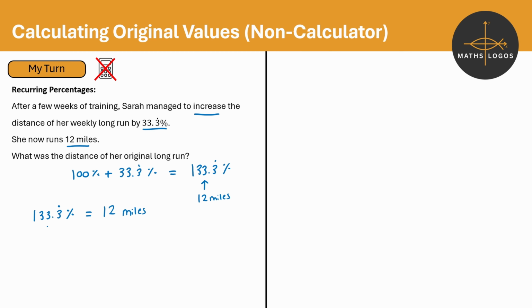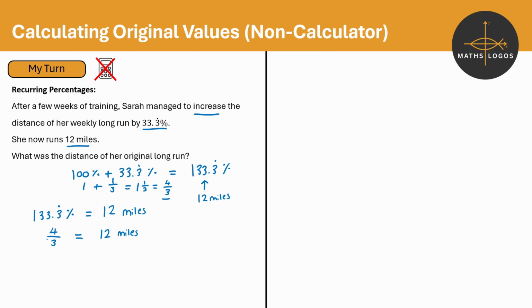And it might not be as obvious how we scale to that from here. But let's reconsider these percentages as decimals. 100% is 1, and 33.3 recurring percent is a third. And if we do 1 add 1/3, well, that gives us 1 1/3, which as an improper fraction is 4/3. And this is going to be a more helpful value, I would say, in this case. So instead of 133.3 recurring percent, I'm going to write that as 4/3 because I know they're equivalent. So 4/3 is equal to 12 miles.